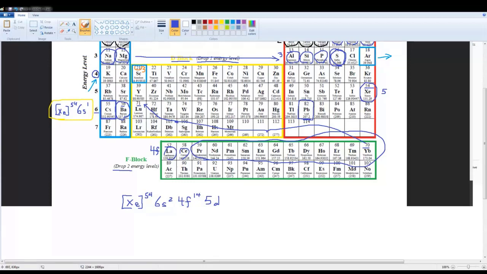And then I fill that up completely: 1, 2, 3, 4, 5, 6, 7, 8, 9, 10. So 5d10. And then I have to fill up until I get to lead. That's 80, so here's 81. This is going to go back up to 6 because this is the P block again, so I go back to normal. 6p1, 6p2.